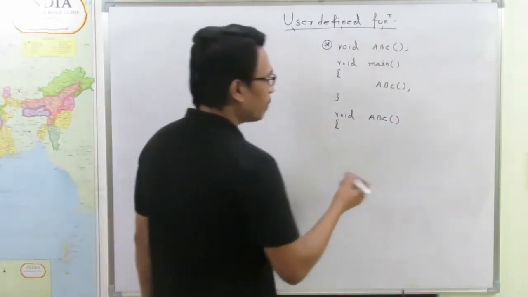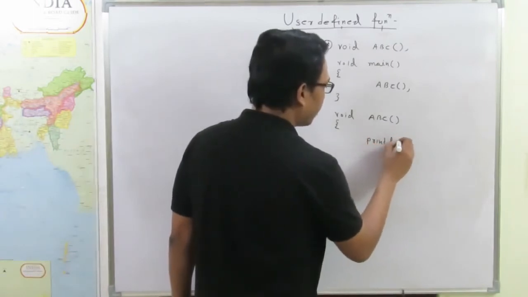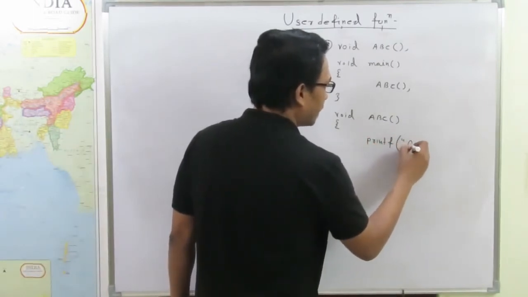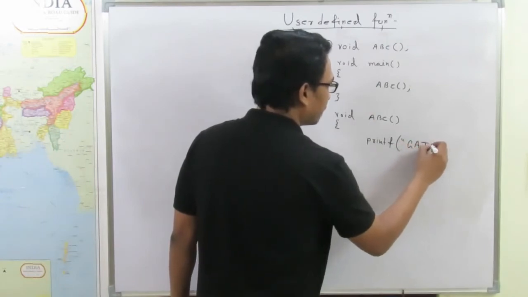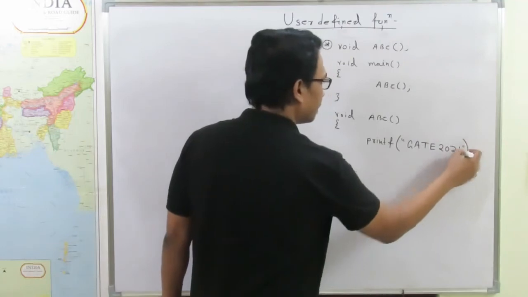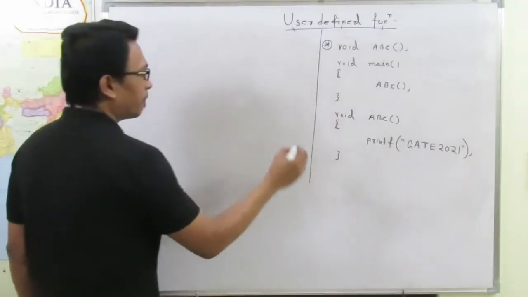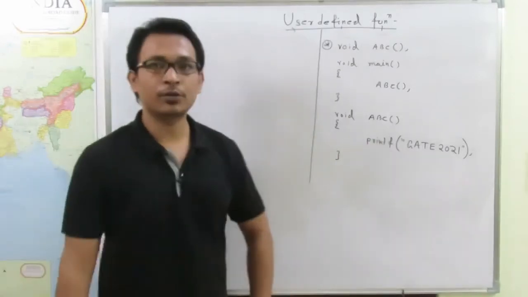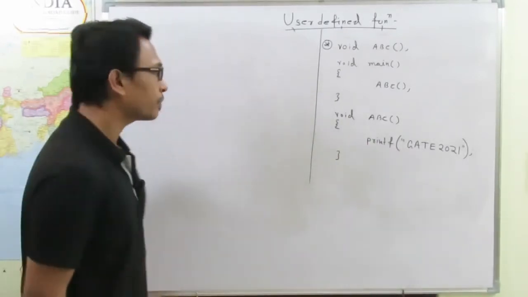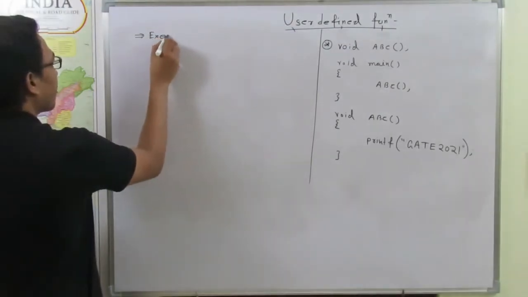Inside the function body, what we are going to use? We are going to use printf function. Printf get 2021. So this is our program. Now how will the system execute the program? Look, execution of program.